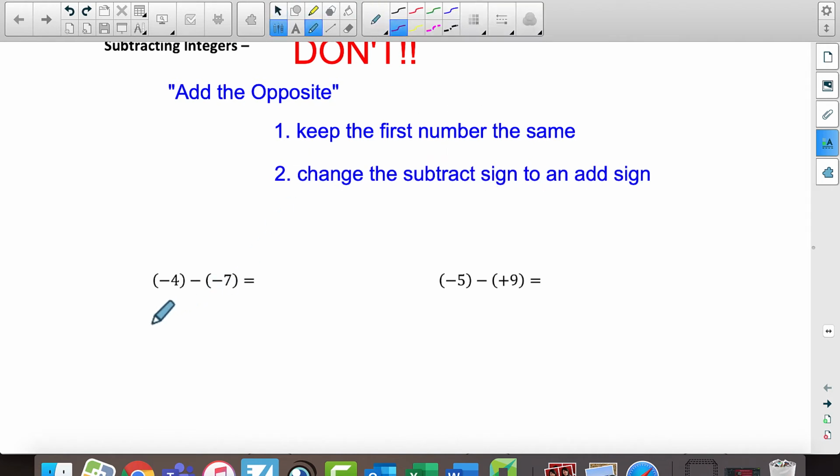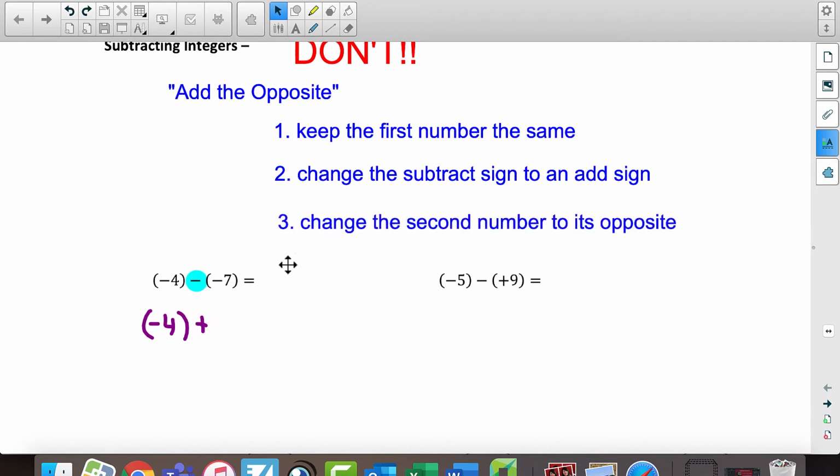Maybe I'll do it this way. The first number, I did nothing. So there it still is. The subtract sign, which of course is right here, I'm going to change into a plus sign, an addition sign. Okay, awesome. And the only way you can make a new question that isn't a subtraction question, but is an addition question, is to change the second number to its opposite. So we're going to take -7 and turn it into the opposite of -7. You know what the opposite of -7 is? It's +7.